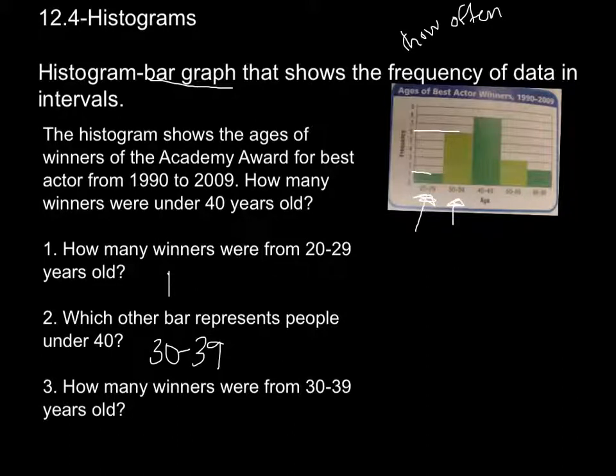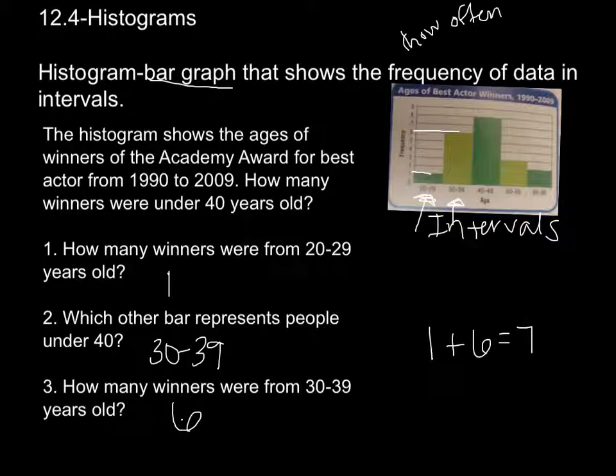Again, along the bottom, we have our intervals. And along the vertical, we have our frequency, which is how often they occur. Okay, so how many winners were from 30 to 39 years old? Well, I just did that. That was 6. So how do we figure out how many were under 40? 1 plus 6 equals 7.